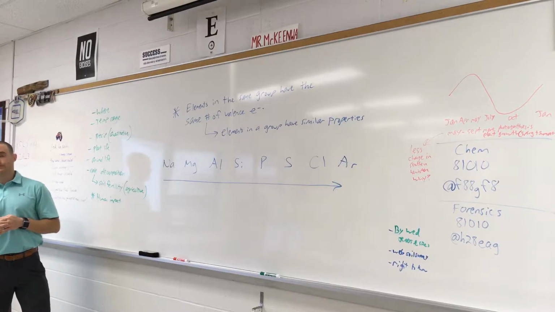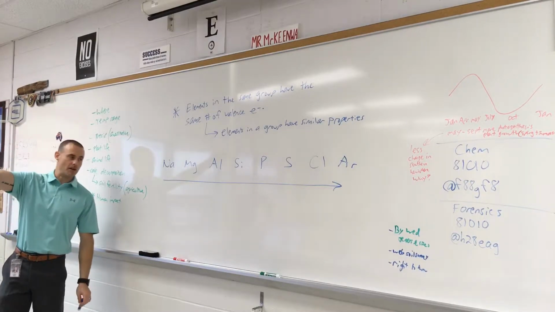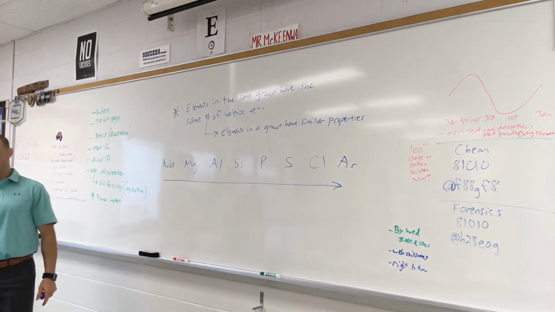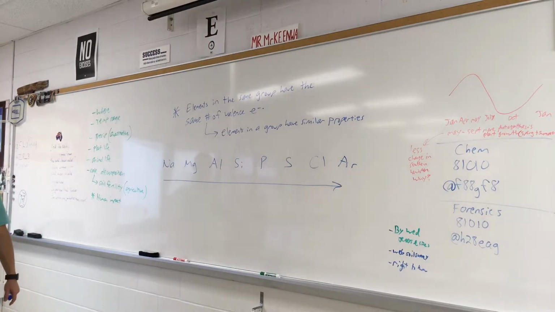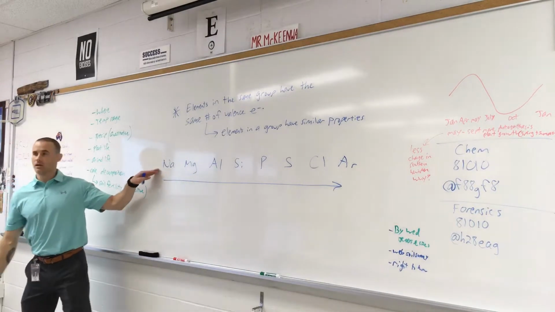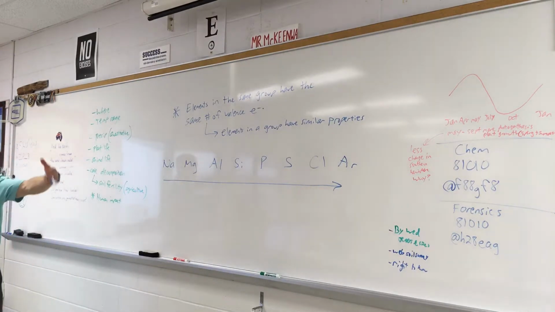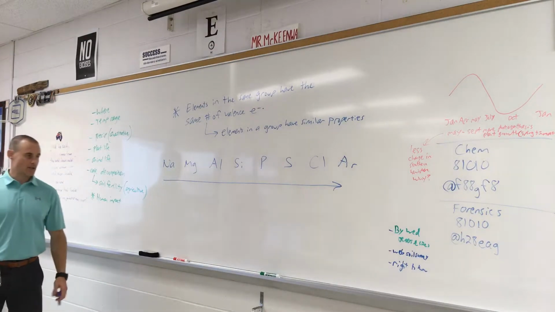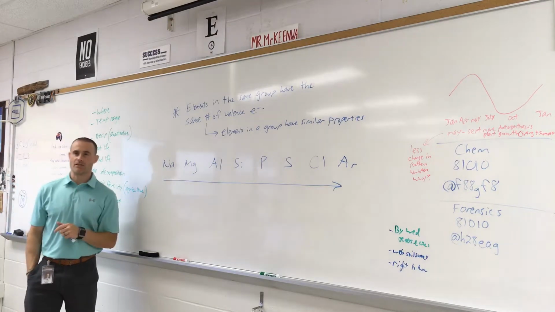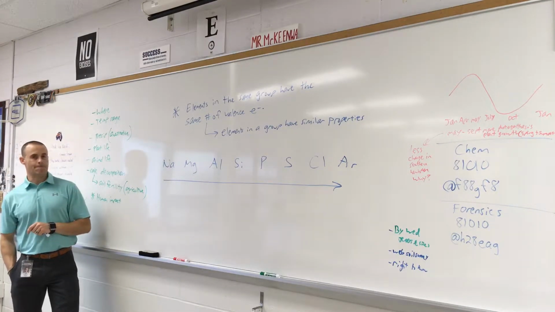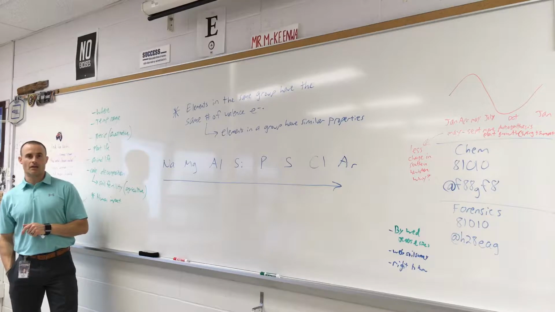a bunch of things happen. So as you move left to right on the periodic table, doesn't matter which period you pick, 1, 2, 3, 4, 5, 6, 7, whatever. Pick a period. As you go left to right, something happens. Now I'm going to kind of lead you and see if you guys can come up with it. I'm going to talk about reactivity. That one I'll probably have to just give you, but the other one you might be able to get.